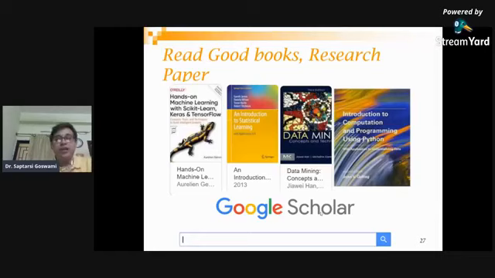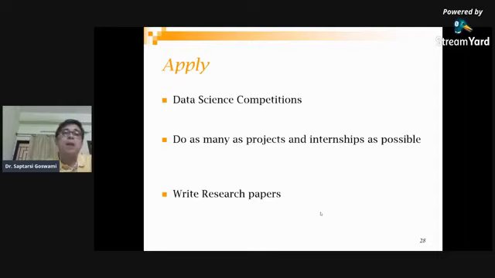Okay, and of course, then you apply. So you apply to data science competitions. You can look at Kaggle, Driven Data, Analytics Vidhya. I think Kaggle comes at the top, and I will give about 90% weightage to Kaggle.